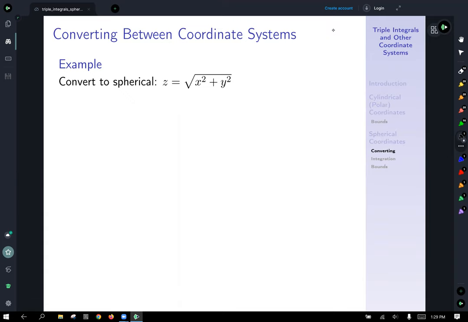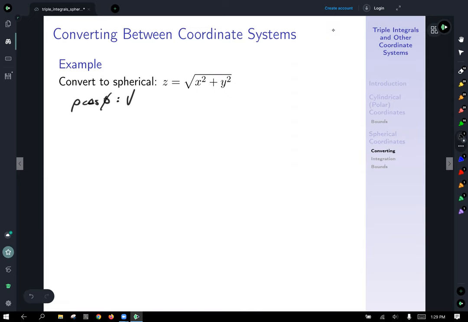So let's do another one. Let's convert z is equal to the square root of x squared plus y squared from spherical to rectangular coordinates. Z is going to be rho cosine of phi, which is equal to the square root.